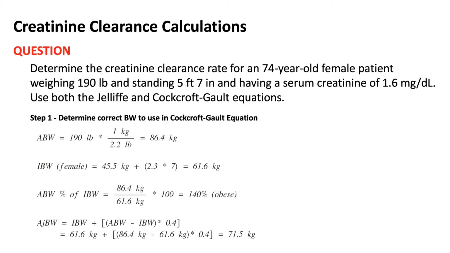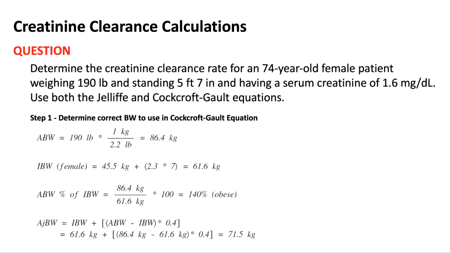All right, so we said this patient's actual body weight was 190 pounds. So let's convert that to kilograms. So we take 190 times the fact that there's 1 kilogram over 2.2 pounds. Pounds cancel. And we see that this patient actually weighs 86.4 kilograms. All right, easy. Let's calculate her ideal body weight.